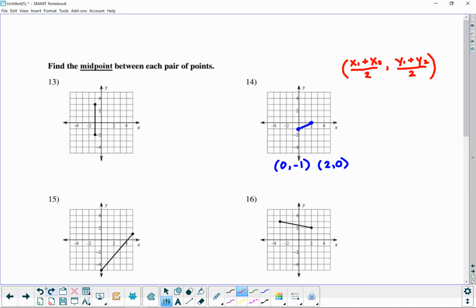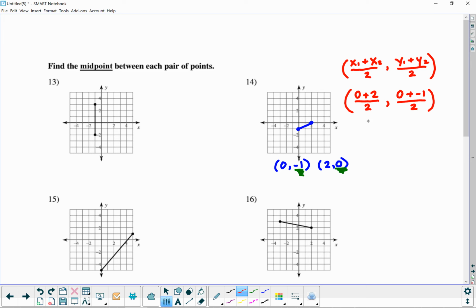All right, so we're going to use those two x's, and we're going to add them together. So it's really going to be 0 plus 2, or 2 plus 0, and you're going to divide it by 2, and that will give you your x coordinate. For the second one, you're going to use the y's, because this is the first y and the second y. The first y is -1, and the second y is 0. So you're going to add -1 and 0 together, or 0 and -1, it doesn't matter the order, and divide it by 2.